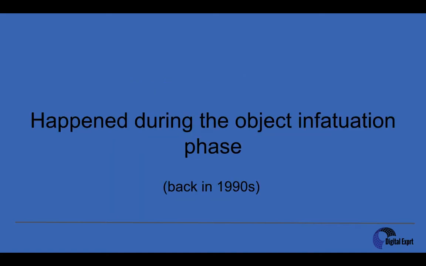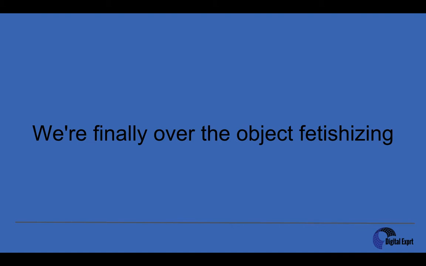All these things happened during the so-called object infatuation phase, which happened back in the 1990s, when object-oriented became mainstream. And we're hoping this will never happen again, because it was very, very unwieldy, very clunky, and it didn't work. And we had to adapt. And today we are finally over this object fetishizing, and we're back to focusing on getting things done instead of being obsessed about object hierarchies and so on.